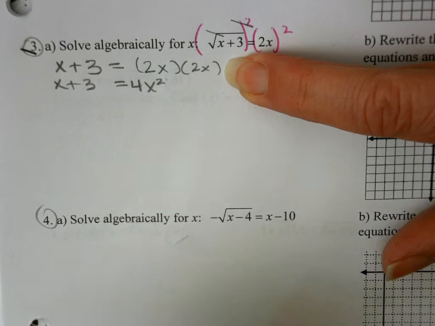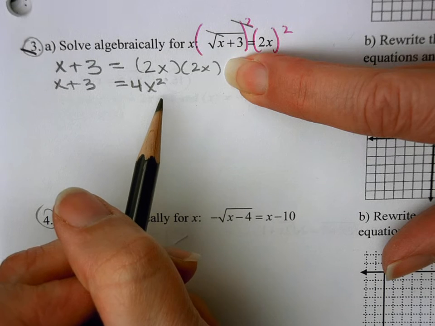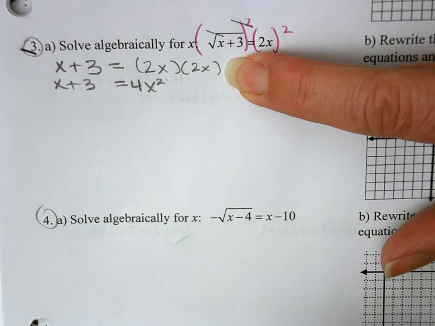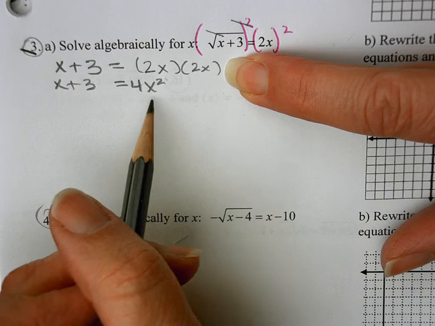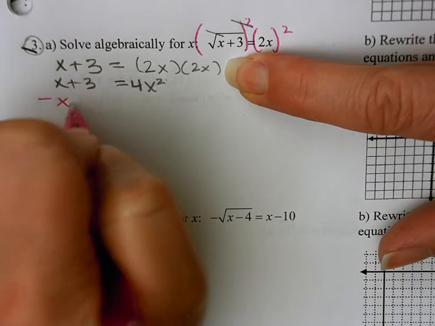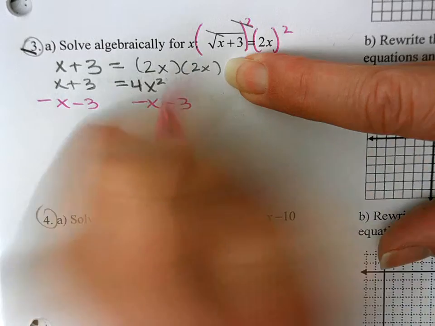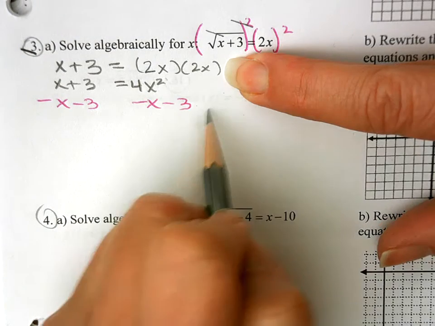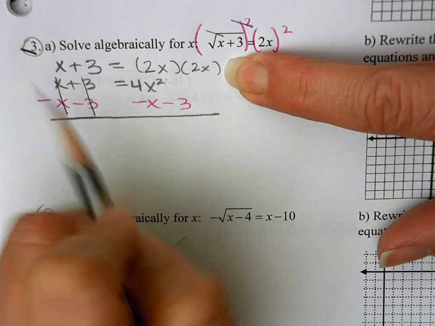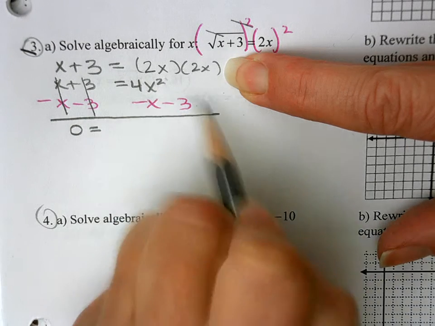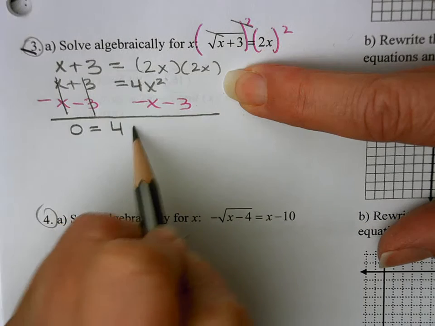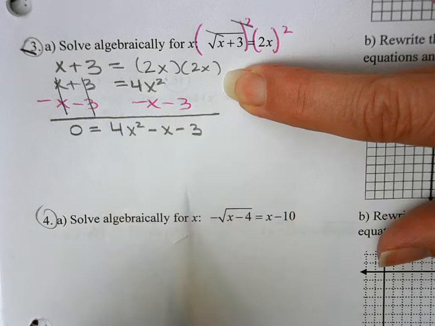Once I do that, I have a squared term, so I want to set the equation equal to 0. I want to keep the 4x squared positive, so I'm going to subtract x and 3 from both sides. My goal is to keep my squared term positive. Then x minus x is 0, 3 minus 3 is 0. I'm not actually combining anything here, I'm just putting it in descending order: 4x squared minus x minus 3.